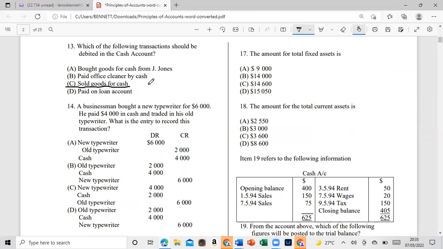All right? So sold goods for cash. And D, paid loan in account. No, that wouldn't be right. So let's look at 14. It says a businessman bought a new typewriter for $6,000. He paid $4,000 in cash and traded in his old typewriter. What is the entry to record this transaction? I'm assuming they're saying that the old typewriter is valued at $2,000. So we paid $4,000 in cash and traded in the old one, valued at $2,000. So that would be a debit, and then add the 4.